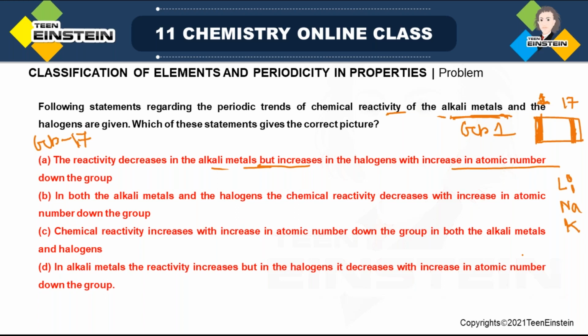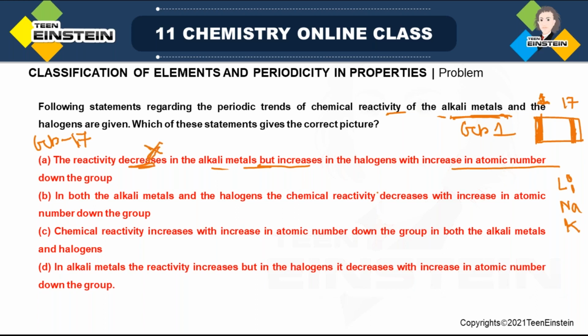Is this correct? Down the group, reactivity doesn't decrease for alkali metals, it basically increases. Metallic property is more and more, and ionization enthalpy is becoming less and less, so it can easily lose electron. Compared to lithium, potassium can easily lose electron, so it will be more reactive. So decreases, this is not correct.